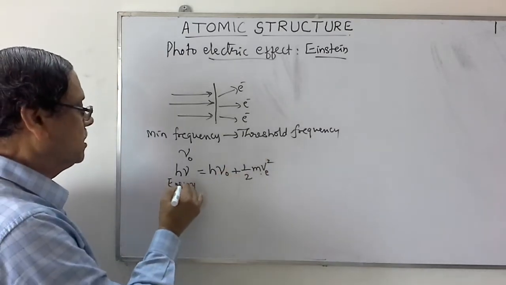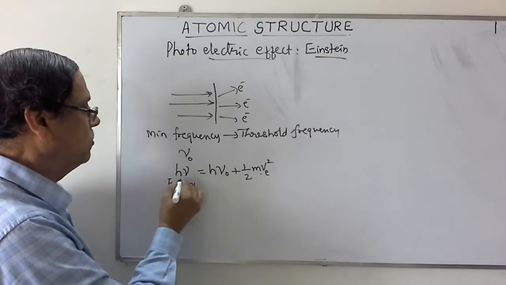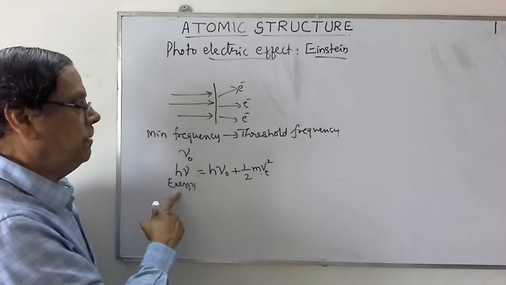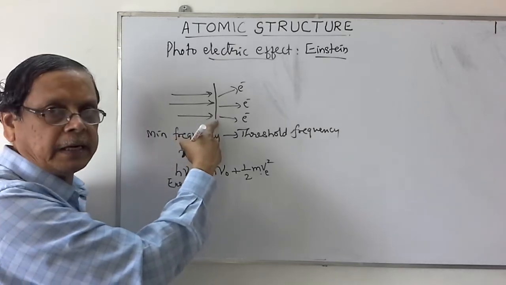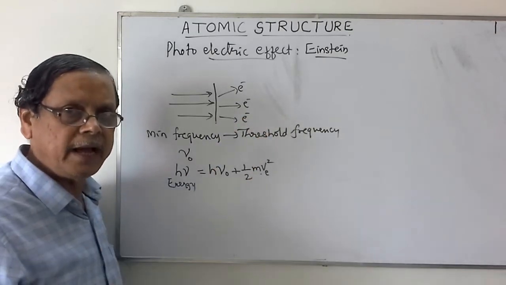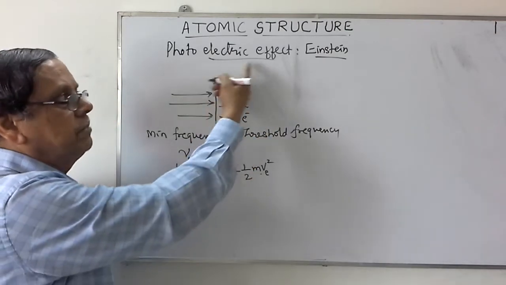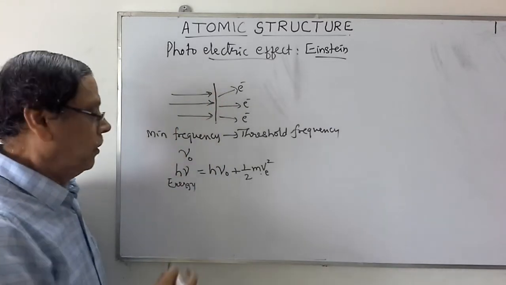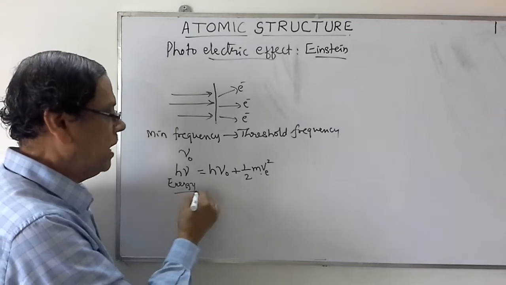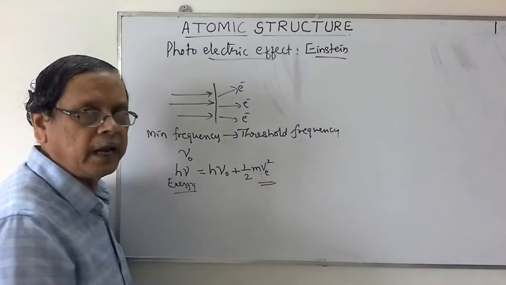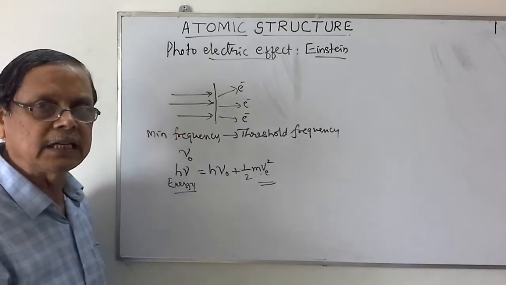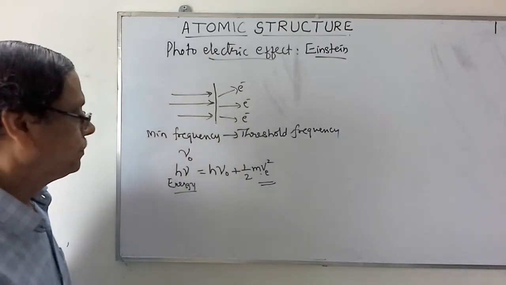So if a frequency carrying a higher value as compared to this threshold frequency falls on the surface of a metal, then the electron is ejected without any time lag, and that phenomenon is named as the photoelectric effect. When the frequency is more than that threshold frequency, the higher value will increase the kinetic energy of the electron, but to increase the number of electrons, we have to increase the intensity of the light.